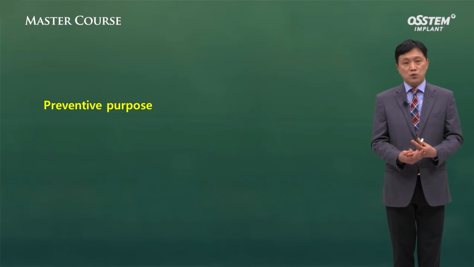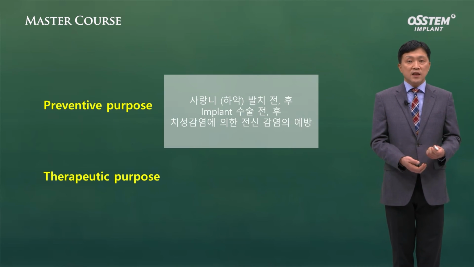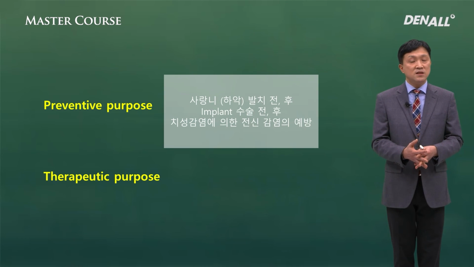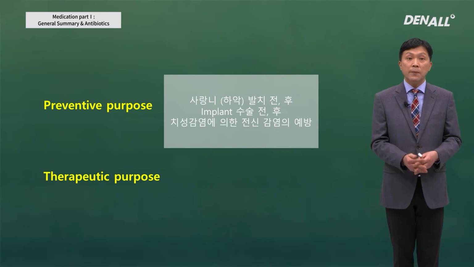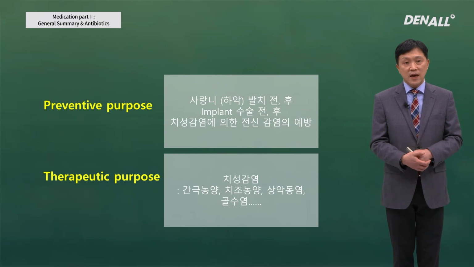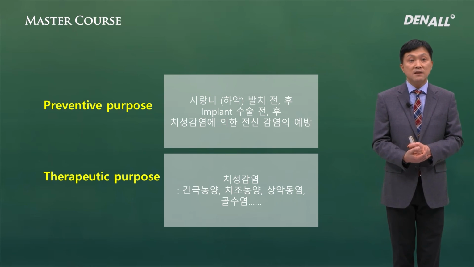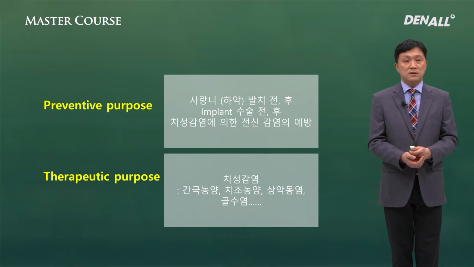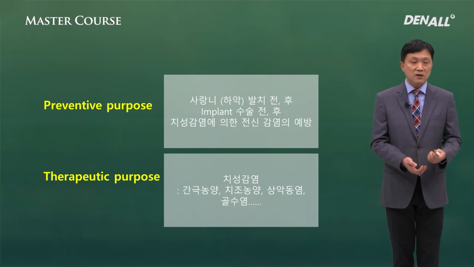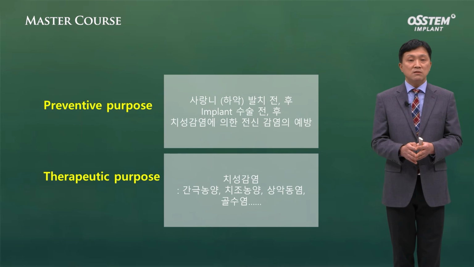The second pattern of antibiotic use is for preventive purpose or therapeutic purpose. For preventive purpose, it is before or after extraction of a wisdom tooth, before or after implant surgery, or to prevent systemic tooth-borne infection. For therapeutic purpose, when tooth-borne infection occurs, it is to treat space abscess, alveolar abscess, sinusitis, or osteomyelitis. So for different purposes, we need to choose appropriate antibiotics.